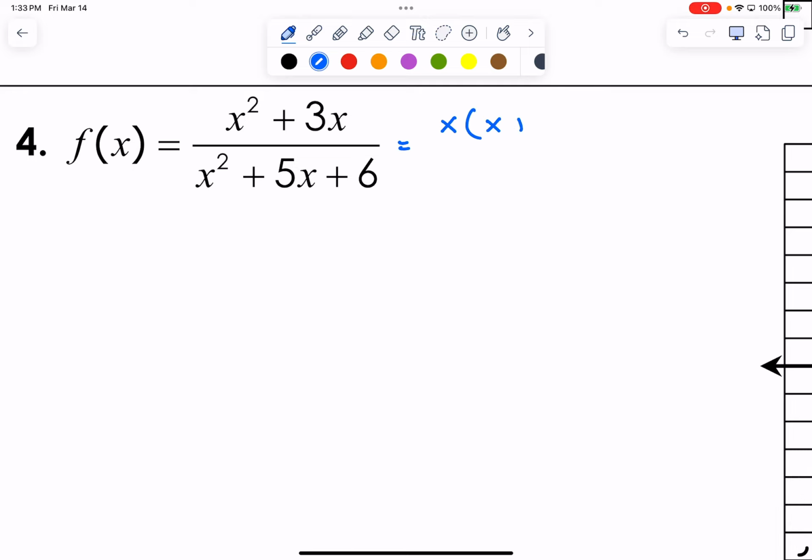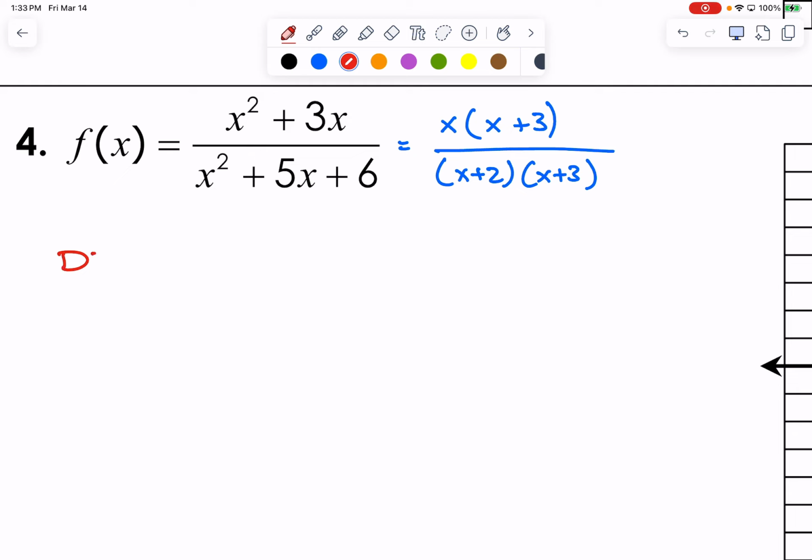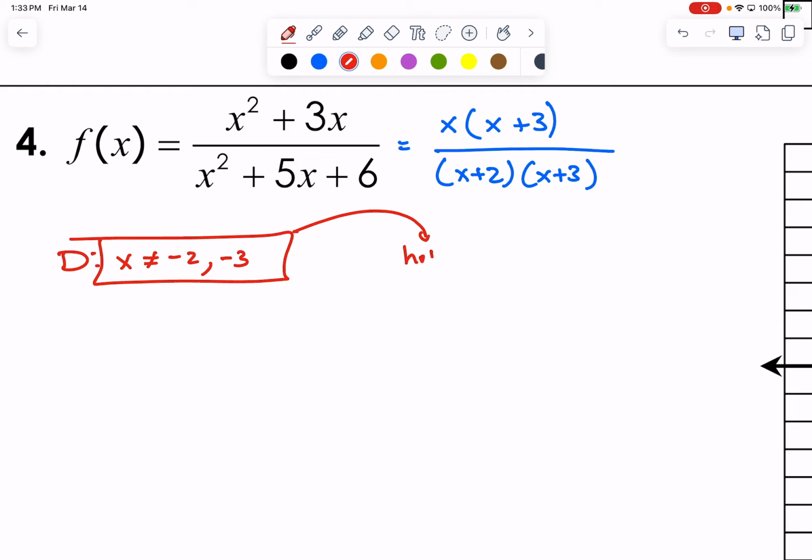All right, so x times x plus 3. See, the bottom will be x plus 2, x plus 3. Ooh, we're going to get some canceling, aren't I? But before I do that, we should specify the domain, right? Yeah. What's the domain? Can equal negative 2, can equal what? All right. That means we're going to have holes, looks like, and VAs. We're going to have both this time, aren't we?